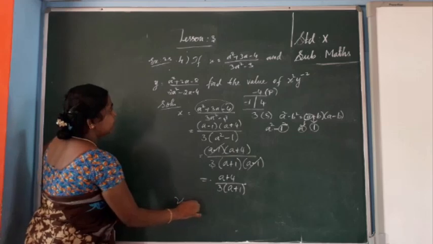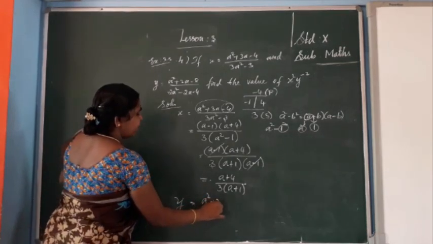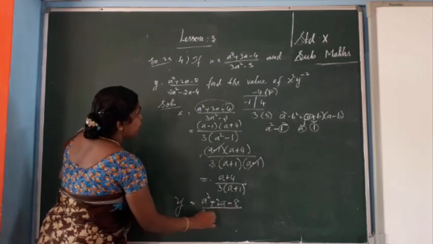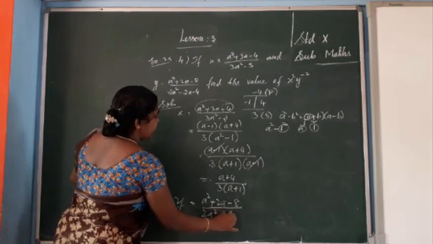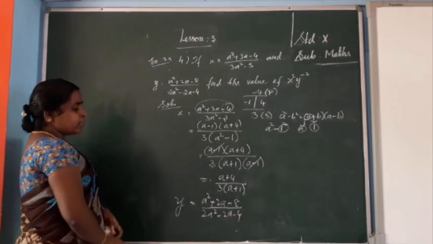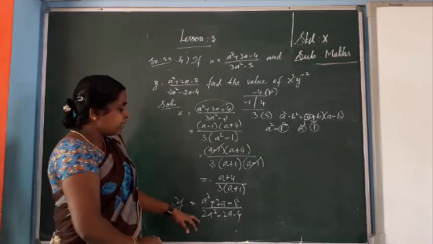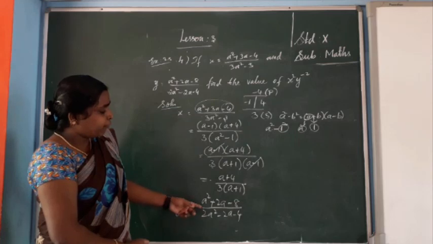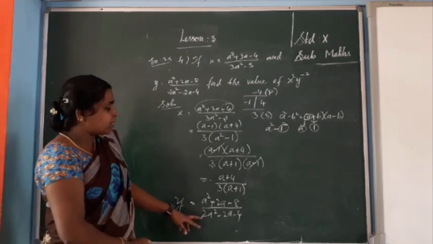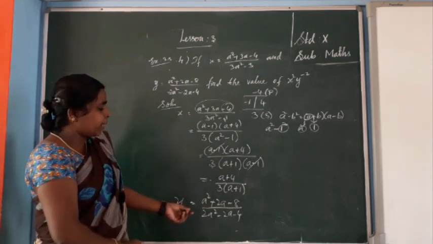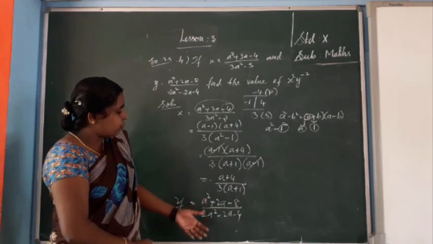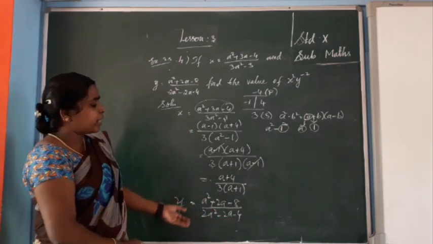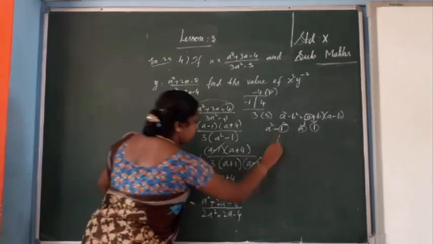y equals a square plus 2a minus 8 divided by 2a square minus 2a minus 4. Now both are quadratic. Before factorizing, if any value is common, you take it common. Here the numerator has no common element. In the denominator, 2 is common. You take it outside. What do you get?